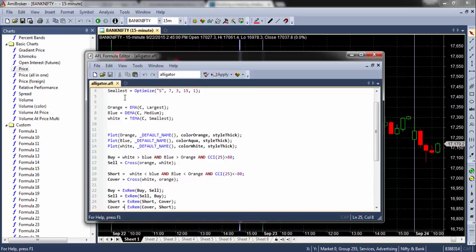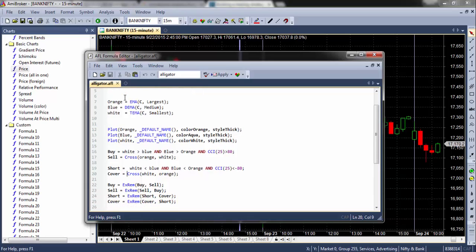Similarly, short is the opposite of what we had entered for the buy, when white is less than blue and blue is less than orange, and CCI 25 is less than minus 80. CCI has both positive and negative values, so that's why we've coded it as minus 80. And cover is equal to a cross of orange from below by white.